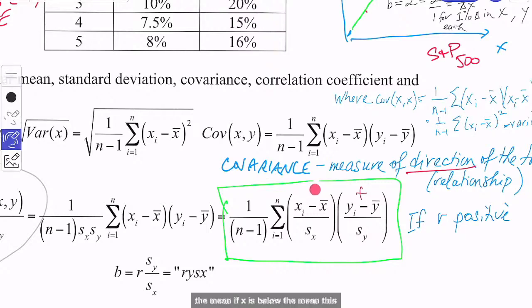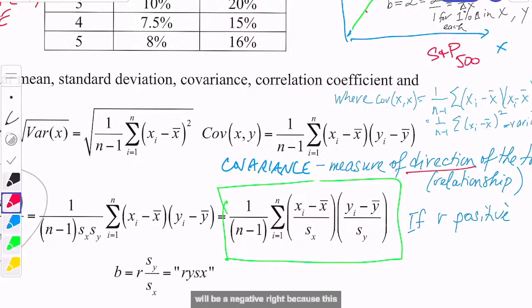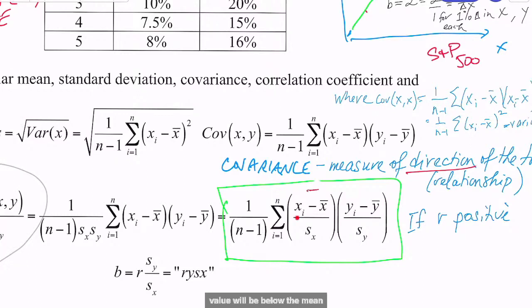If X is below the mean, this will be a negative, right? Because this value will be below the mean. It's a smaller value than X bar, so this is a negative. And then Y would also be below the mean if it's a positive relationship. So this would also be negative. But a negative times a negative makes a positive. So you continue to add positives to positives, and that's what makes R positive.